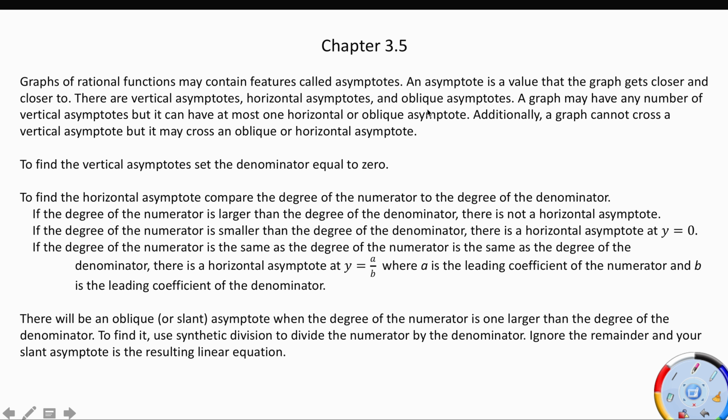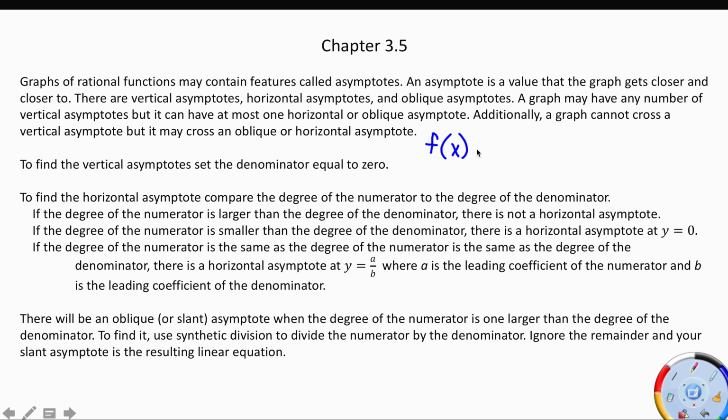A graph may have any number of vertical asymptotes, but it can have at most one horizontal or oblique asymptote. Additionally, a graph cannot cross a vertical asymptote, but it may cross an oblique or horizontal asymptote. Since the asymptotes will determine our end behavior, or the basic shape of our graph, that's what we're going to find first. To find the vertical asymptote, you simply set the denominator equal to 0.